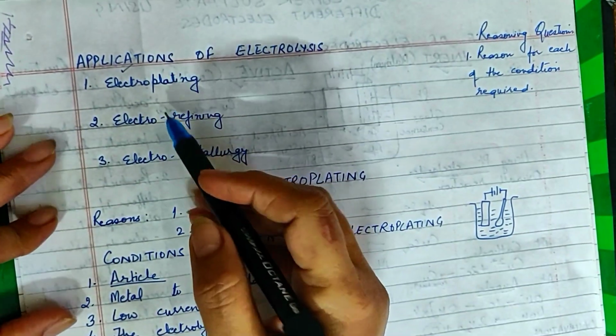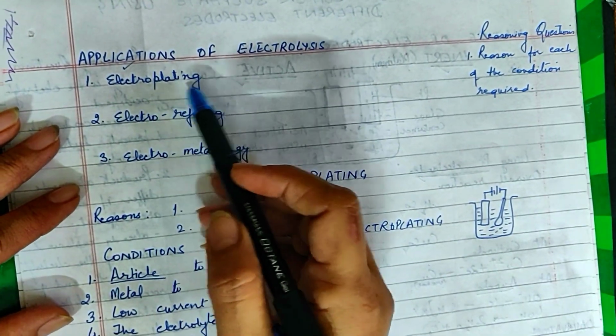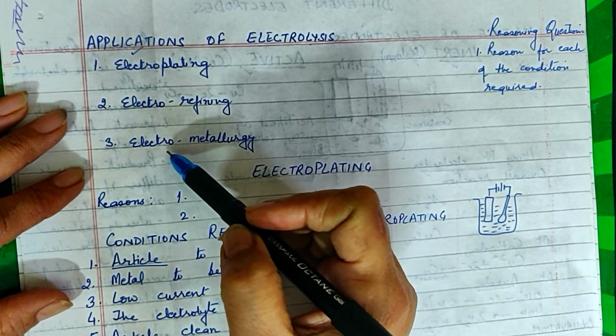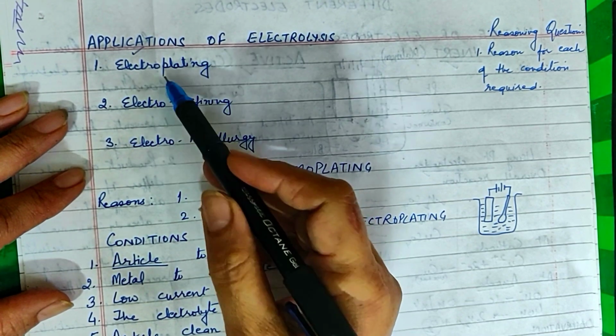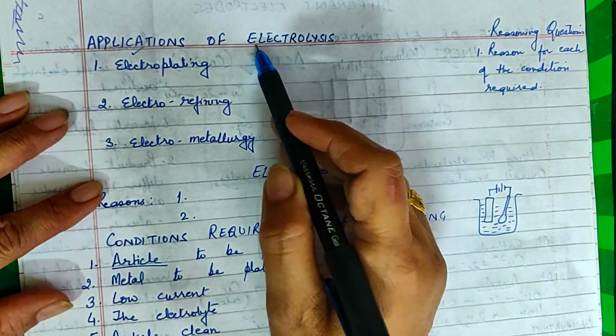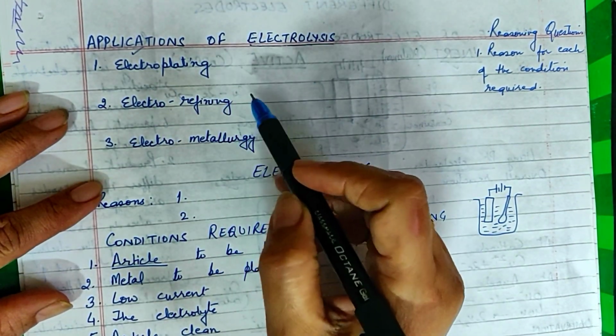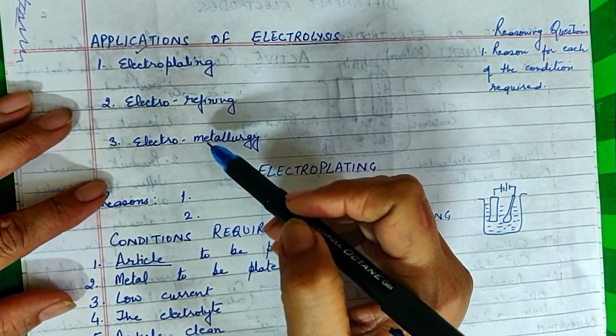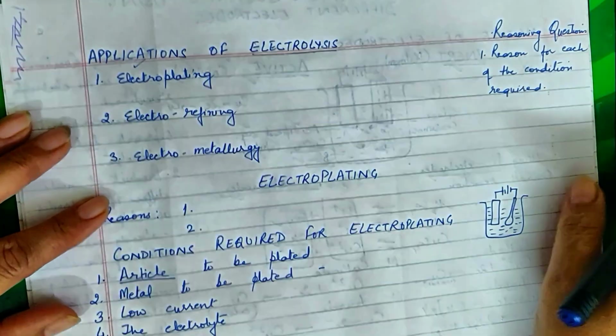Now there are three main important places where electrolysis can be used: electroplating, electrorefining and electrometallurgy. Before I tell you the meaning of all these terms, let me tell you that electrolysis is a very expensive technique, and if we have a choice, we will rather not use electrolysis in any of these methods.